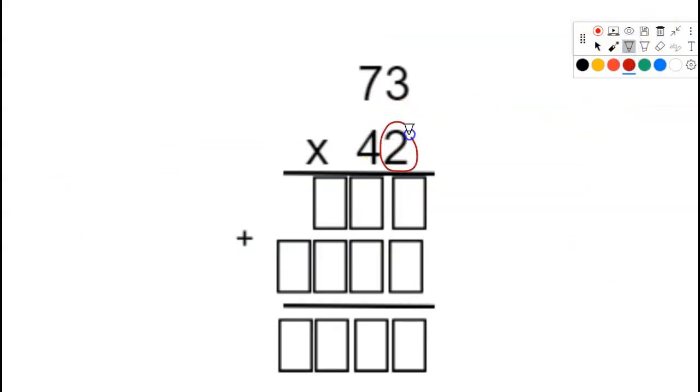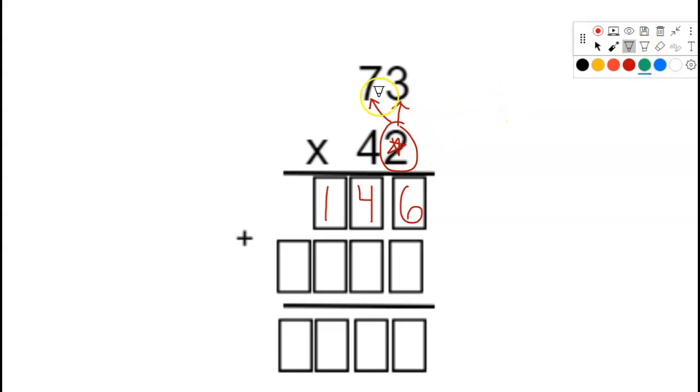Start with my 2. 2 times 3 equals 6. I put my 6 down here. 2 times 7 equals 14. Put 4 here. Go ahead and drop that 1 down because there's nothing to put it on top of up there. And now I am done with the 2.